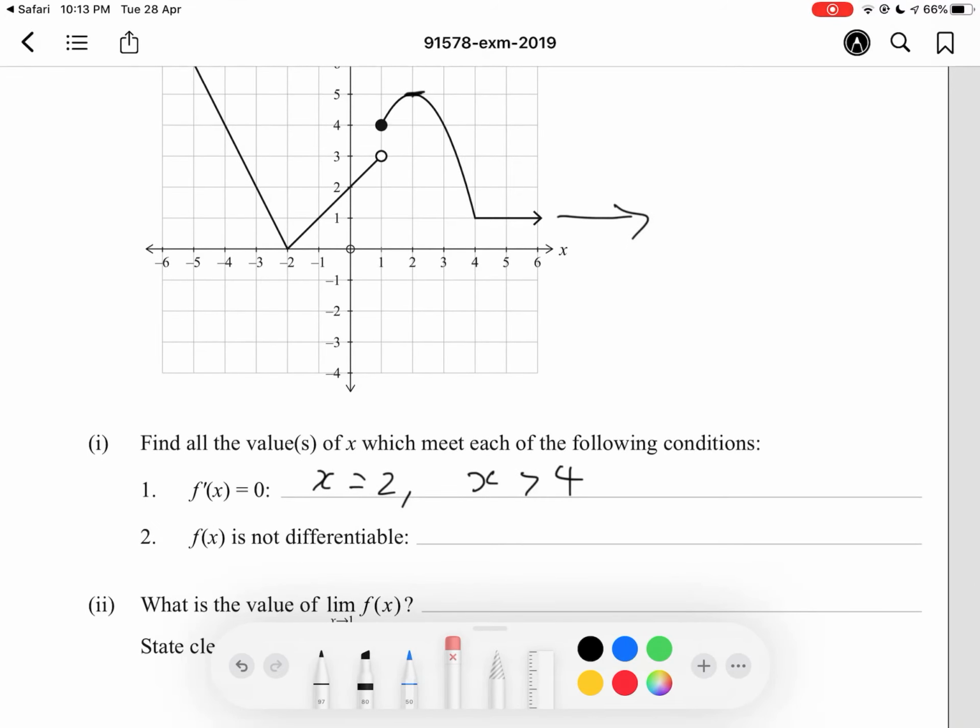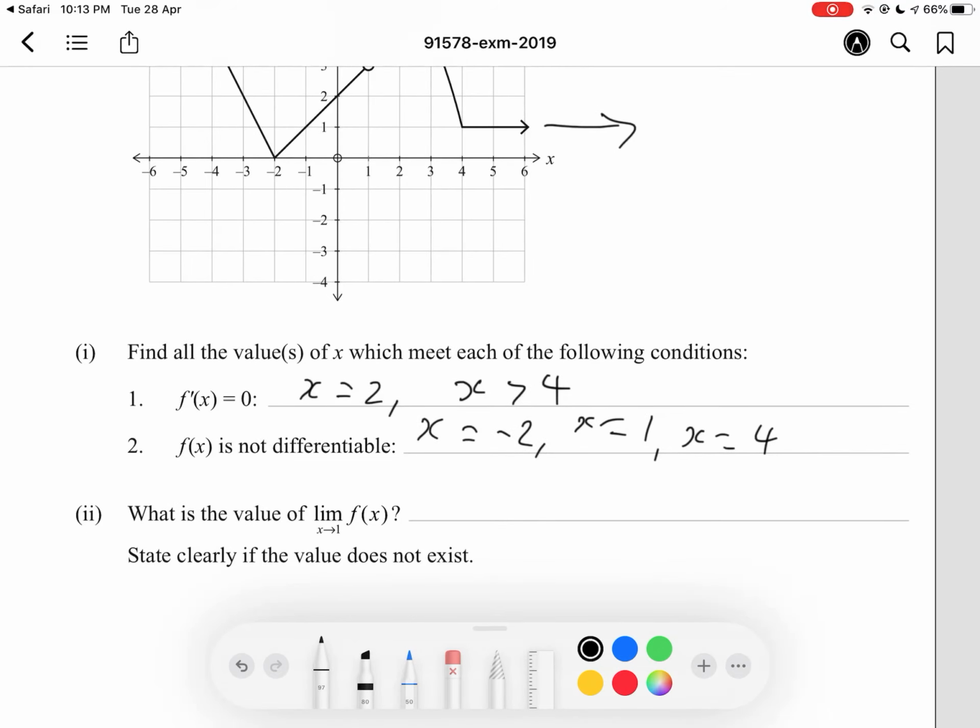Question number 2, f of x is not differentiable. So that's when the graph is not continuous. So the graph has breaks, such as this point here. That is not differentiable, as well as sharp corners. Okay, so these are not differentiable either. So all of these points, we have x equals -2, x equals 1, and x equals 4.